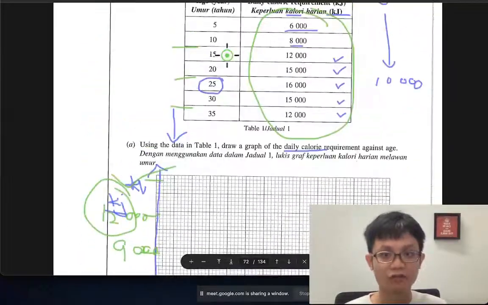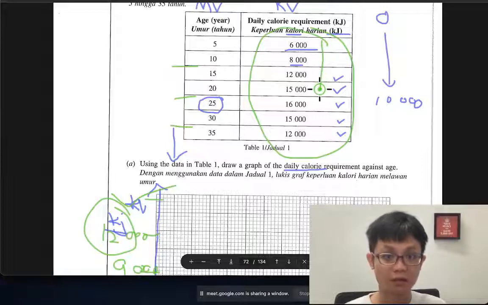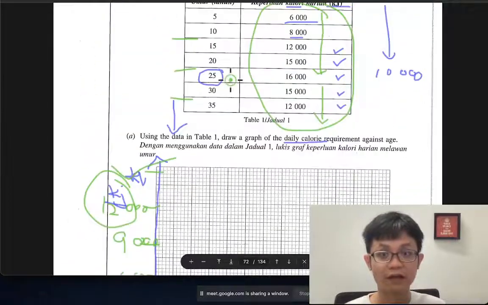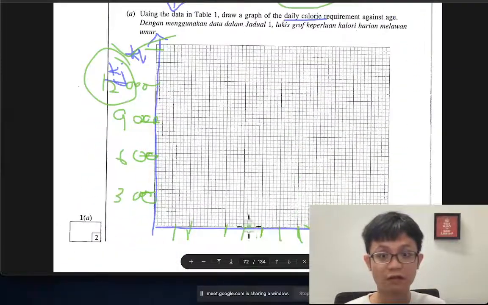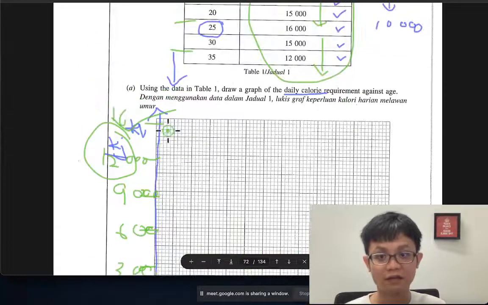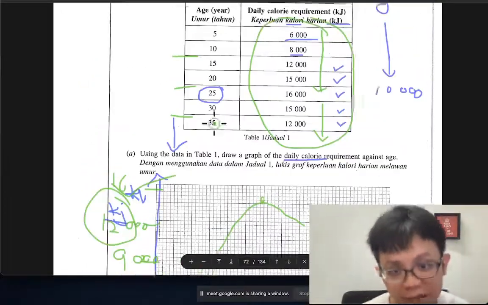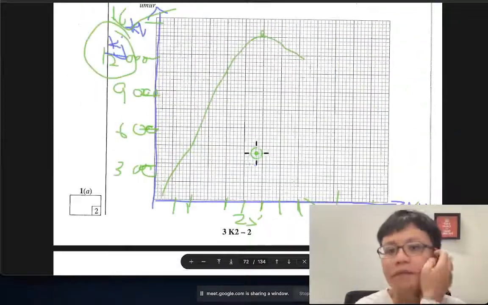Then of course you draw it. I don't want to draw it, but it roughly goes up until age 25. Then it will start to go down again. Okay, so 25 is 16,000. Let's say here is 25, and here's 16,000. So roughly it is here. So the graph will be something like this. Go up and then go down. Something like this. I don't want to draw this.